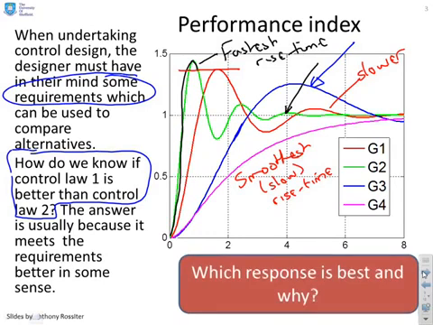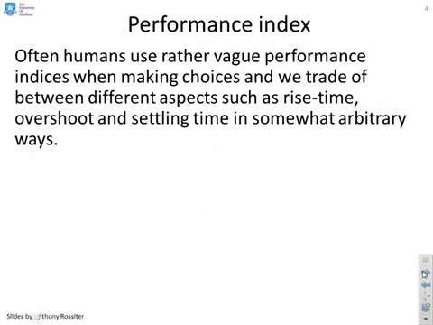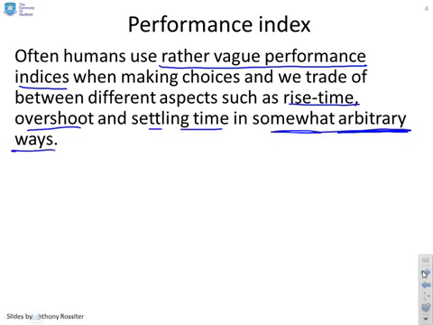Now, where does this all lead us? What you'll see we're getting at is you cannot just arbitrarily say G1's better than G2 or G4's better than G3. It's not obvious which response is best and why it's best. So humans often use rather vague performance indices when making choices, and we trade off between different aspects such as rise time, overshoot and settling time, and here's the key thing, in somewhat arbitrary ways.